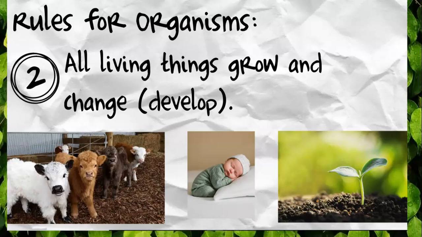Rule number 2. All living things grow and change, and you'll also hear the word develop. Think about it. You are not the same size that you were when you were born. Look at the little baby in the middle picture. That little baby will grow and develop into a toddler, into a child, into a teenager, into an adult, just like my little boy CJ. He'll do the same thing, just like you. You still have a lot of growing and developing to do. Think about a baby calf. Those cows grow and develop into adult cows. And plants are the same way. They start as a seed or a spore, and they grow into another plant. So all living things grow and change or develop. They don't stay the same their entire life.